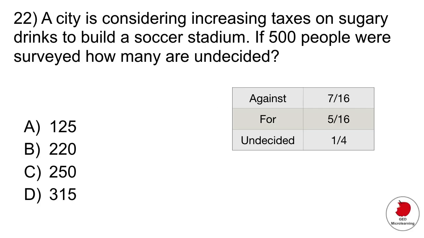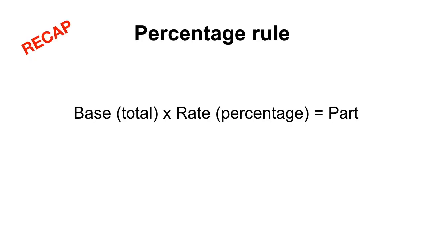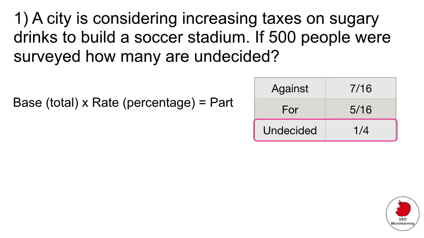Question 22. A city is considering increasing taxes on sugary drinks to buy a soccer stadium. If 500 people were surveyed, how many are undecided? Okay, so here what you can use is this rule, which is the percentage rule, right? Which says that the base total multiplied by the rate is equal to the part. Okay, so in the question, they're asking us for the undecided people, which is 1/4. That's the rate.